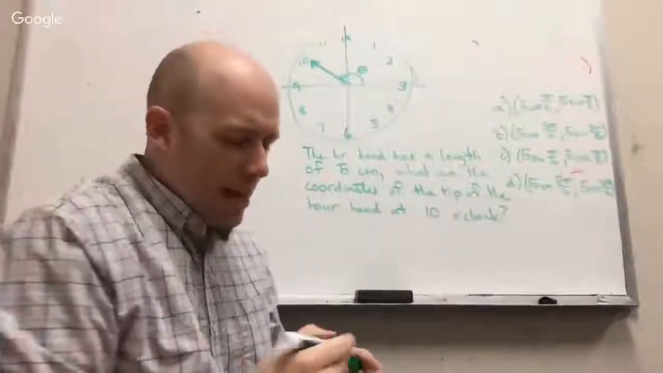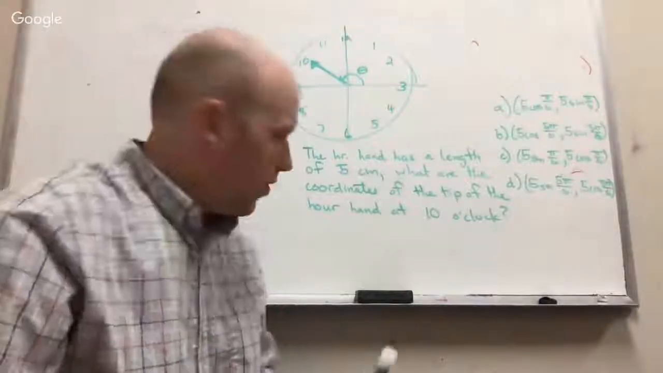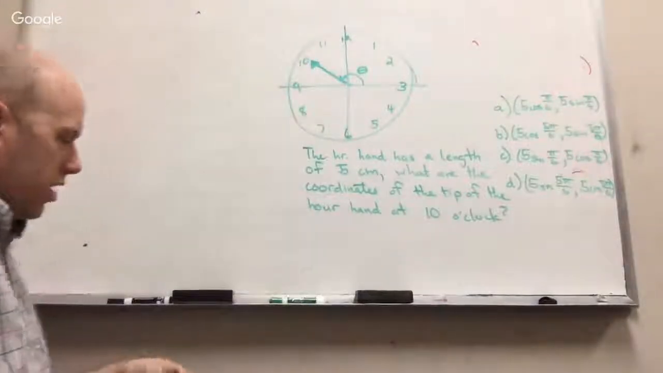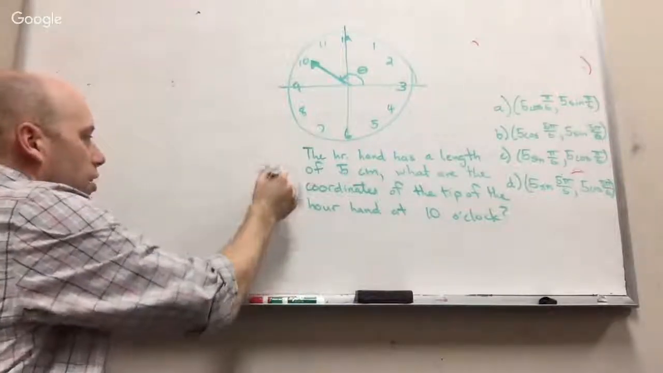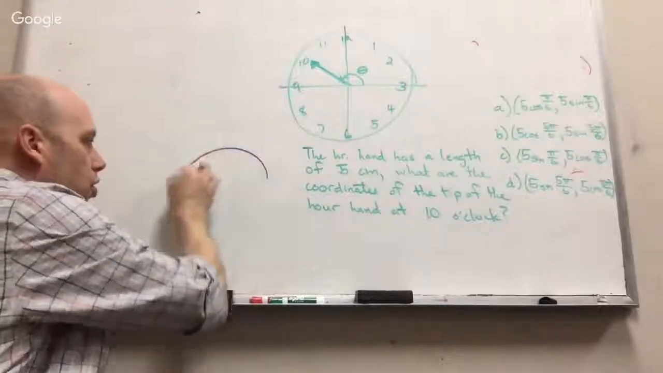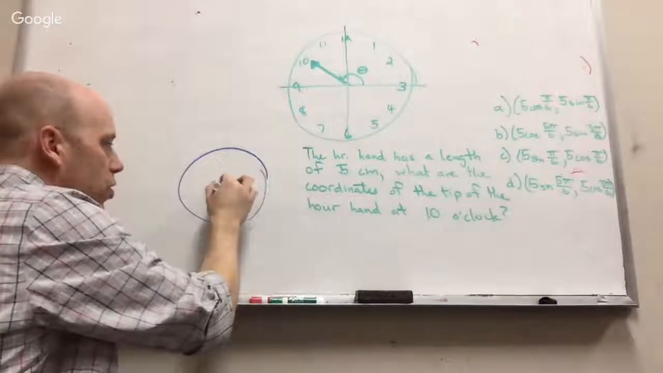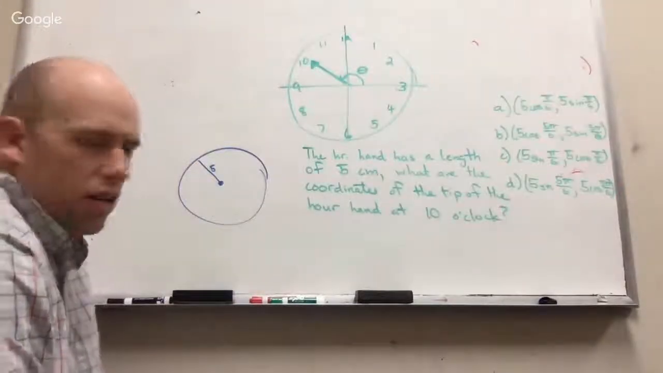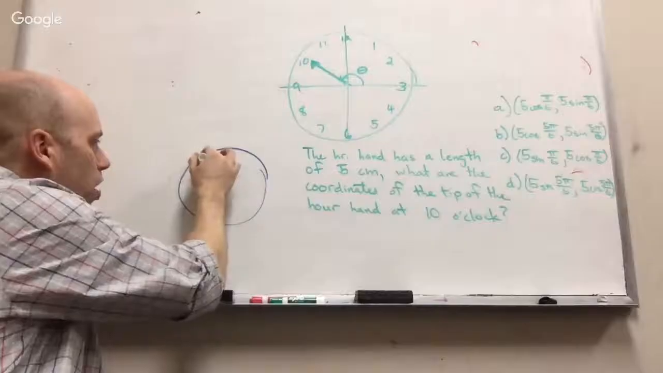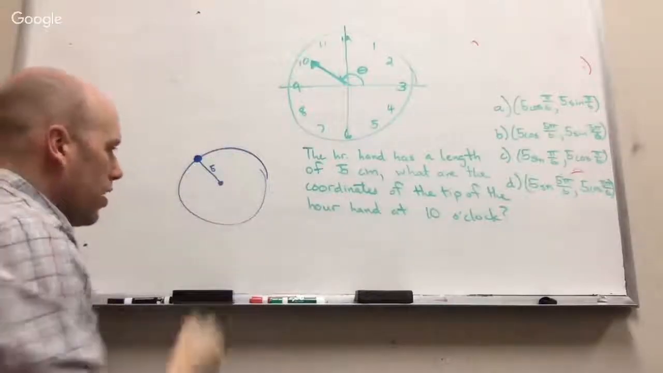Now, basically, there's a lot of information given here to kind of distract you from the question. You have a circle centered at the origin that has a radius of 5, right? Mm-hmm. You want to know the coordinates of this point right here.